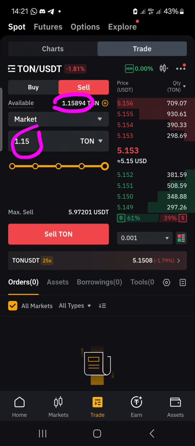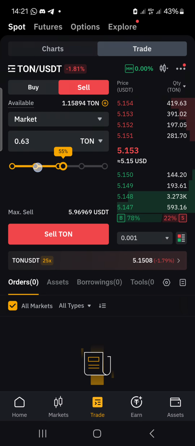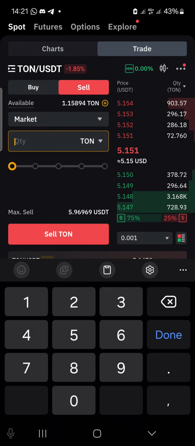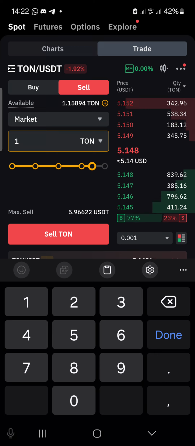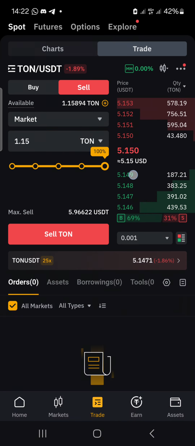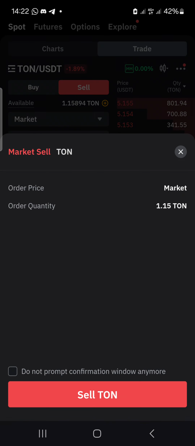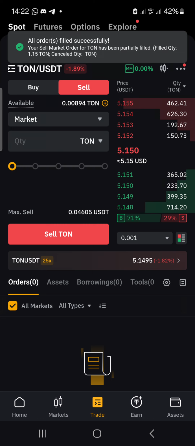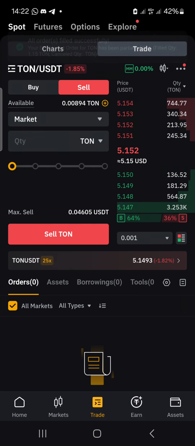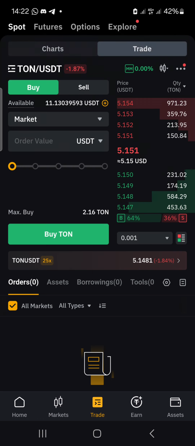You can see your balance here. If you don't want to drag to the end, you can input manually. You can say, I want to sell 1 TON out of what I have, and input your 1 TON there and still sell. But I want to sell 100%, so I drag to the extreme end, then click on sell TON. Boom, I've been able to sell TON by market execution. So that is how to buy and sell on ByBit.